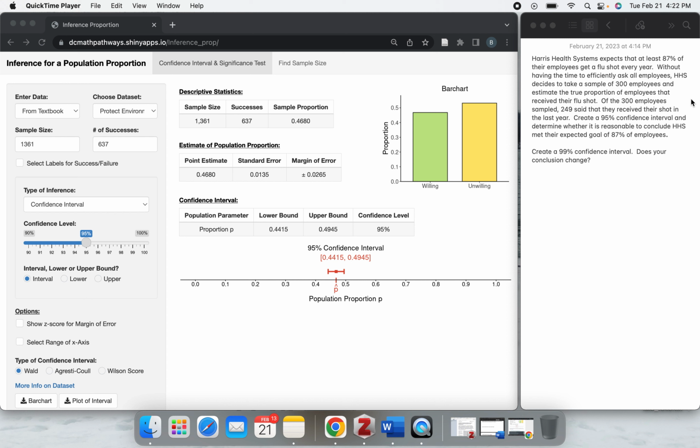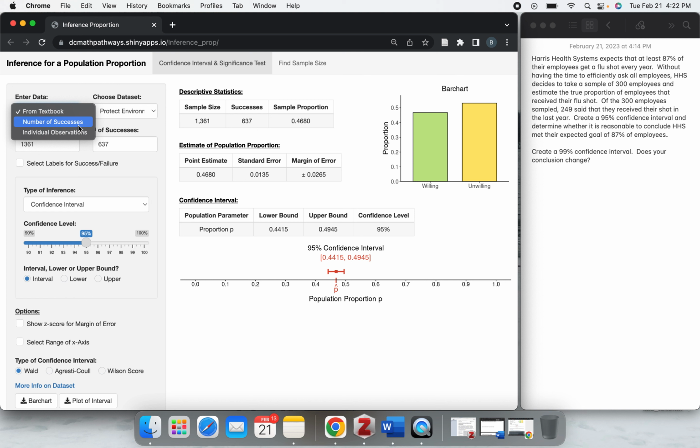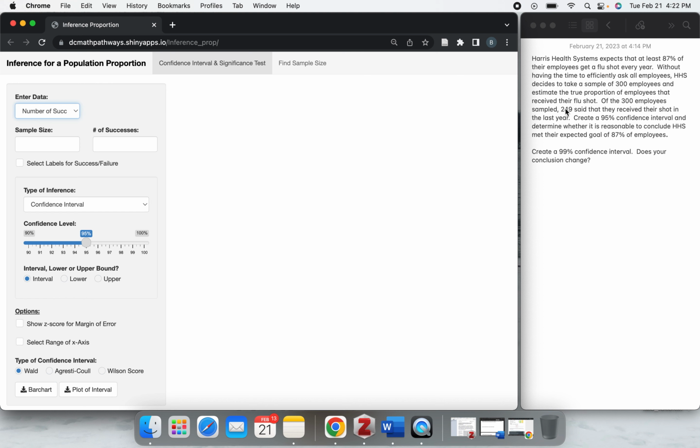So, what we're going to do is go into the DCMP inference for population proportion. And we want to click on number of successes because that's what we have. So we're going to put in our sample size. It told us our sample was 300. And then we're going to look at our number of successes, which I said was 249.